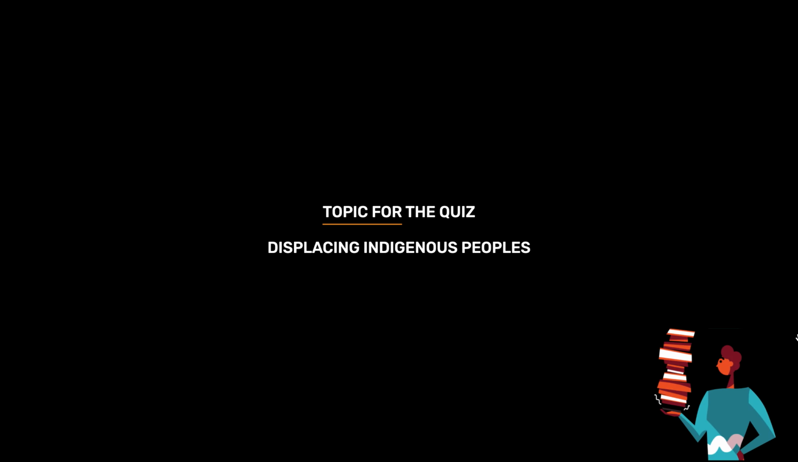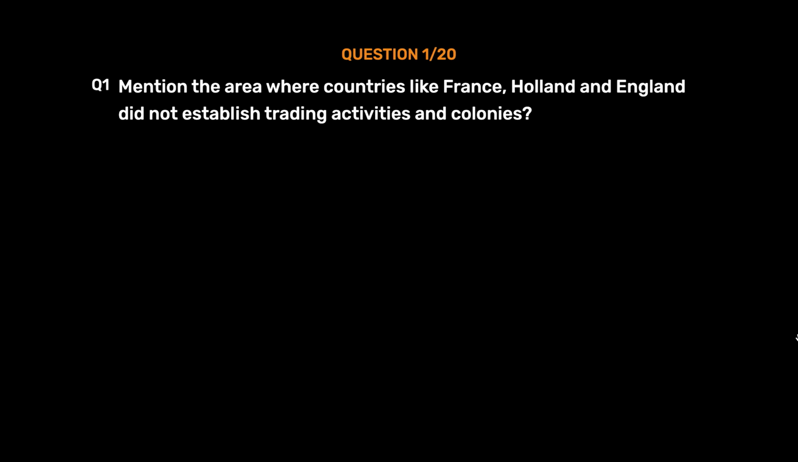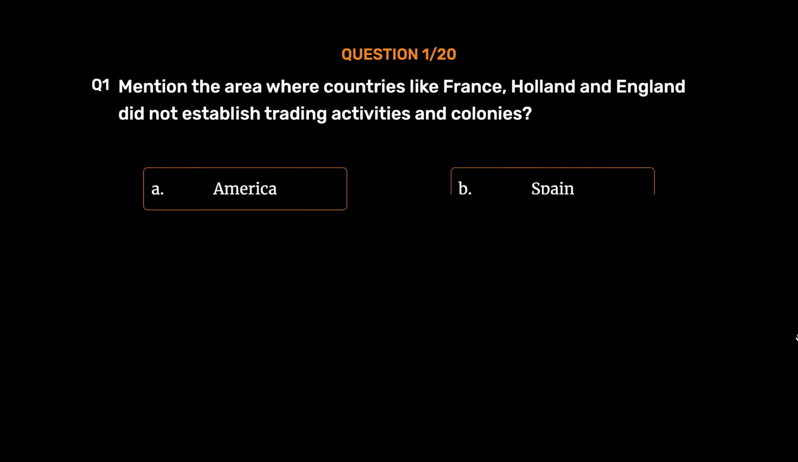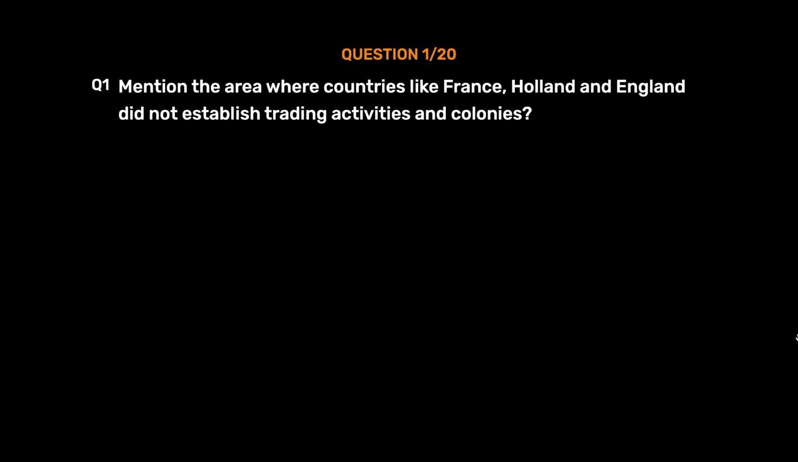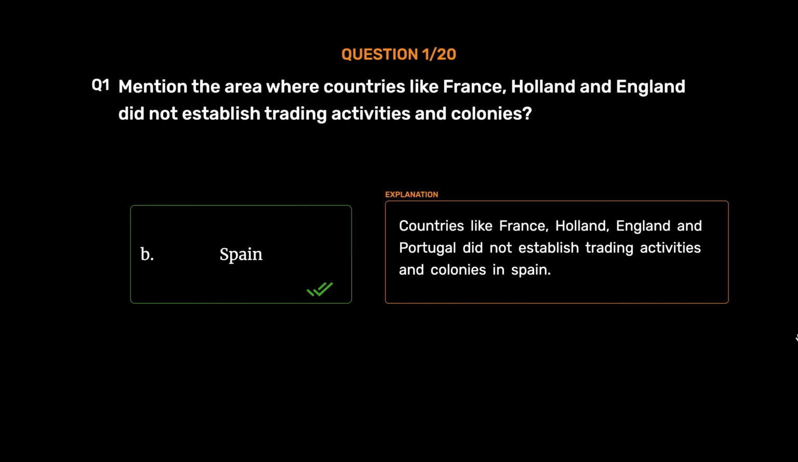Its topic for today's quiz is Displacing Indigenous Peoples. Question number 1. Mention the area where countries like France, Holland and England did not establish trading activities and colonies. Option A, America. Option B, Spain. Option C, Africa. Option D, Asia. The correct answer is option B, Spain. Countries like France, Holland, England and Portugal did not establish trading activities and colonies in Spain.